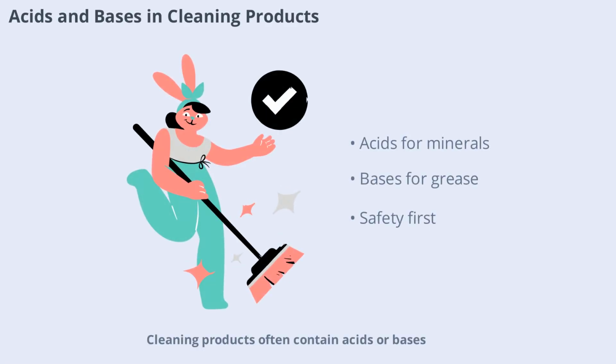Cleaning products often contain acids or bases, each suited for different surfaces. For example, acidic cleaners remove mineral deposits, while basic cleaners cut through grease. Choosing the right product is important to avoid damaging surfaces. Always follow safety precautions such as wearing gloves and ensuring good ventilation.